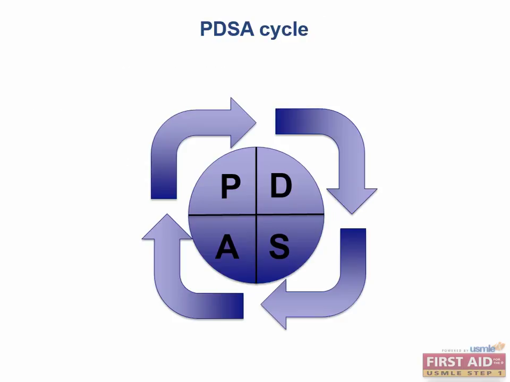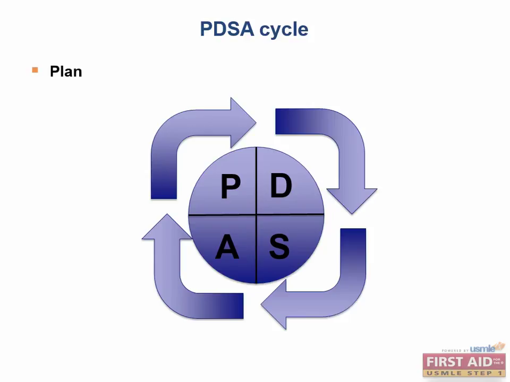The PDSA cycle refers to a process by which an individual, group, or institution can analyze whether changes that are implemented are having the desired impact. Now, in the setting of a hospital or clinic, this process should be continually implemented in order to positively impact patients. So do you know what the letters in PDSA that represent the 4 parts of the cycle are?